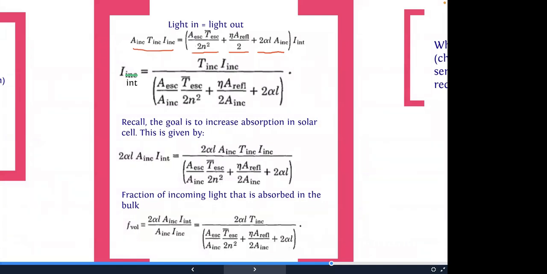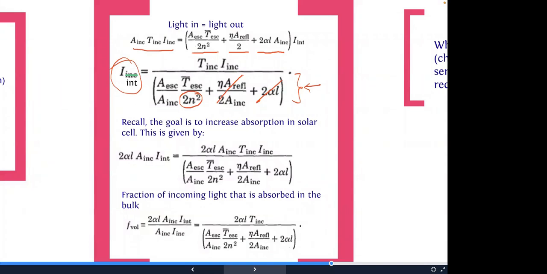I get a very simple expression for the internal intensity related to all these terms here. One thing you'll notice is that previously, when we did not have absorption, this disappeared and this disappeared, and we essentially got this 2n squared term, 2n squared times whatever is outside. Now the enhancement is reduced because of the absorption that's happening, which is expected.